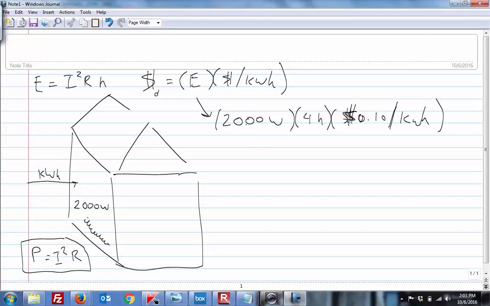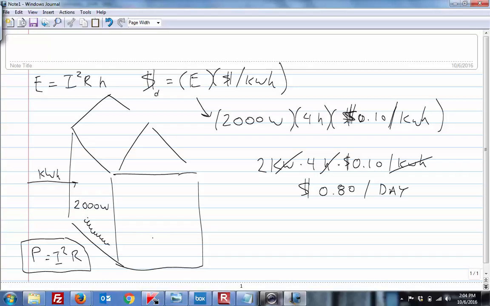So let's just convert the watts to kilowatts. So 2 kilowatts times 4 hours times 0.10 dollars per kilowatt hour. So this is pretty nice, pretty simple. The kilowatt hours here absorb that kilowatt hour there. 2 times 4 is 8. 8 times a dime is 80 cents a day. Okay, so that's what you're paying.